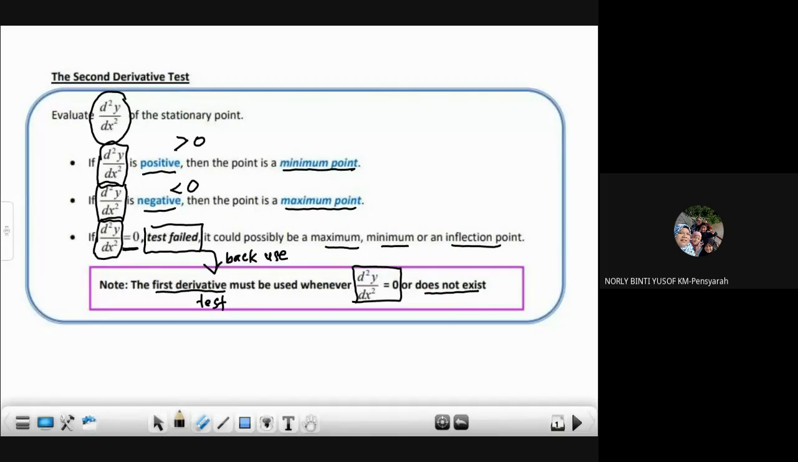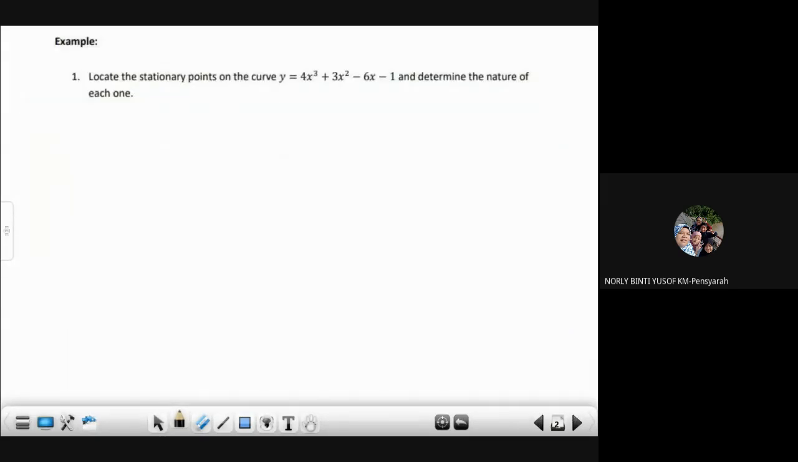So we see for the example. Okay, so the example first, locate the stationary point of the equation on the curve, a polynomial of power 3, and determine the nature. So same lah. The question in first and second derivative test, dia akan tanya what is your stationary point, what is your nature. Cuma bezanya for today, you use the second derivative test. Nanti akan ada dalam second derivative test, you fail the test, you back to first derivative test. So akan ada jadual jugalah if you fail the test of second derivative test.